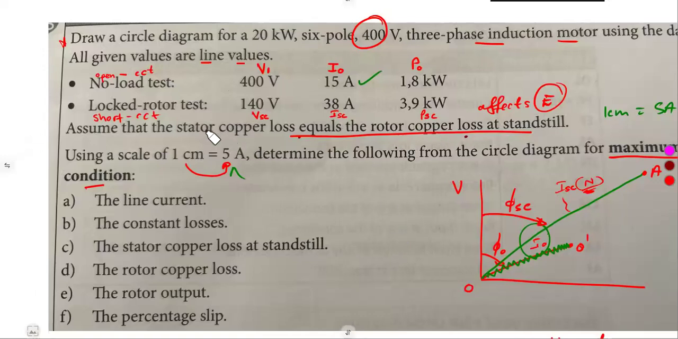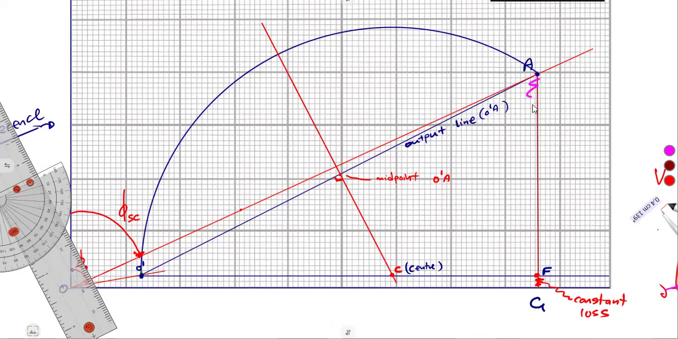They told us that the stator copper loss is equal to the rotor copper loss at standstill, because this is part of our standstill line AF. Remember, AF is our total copper loss at standstill. So when these two are equal, it means E is in between. So AE is equal to EF. So E is the midpoint of AF.